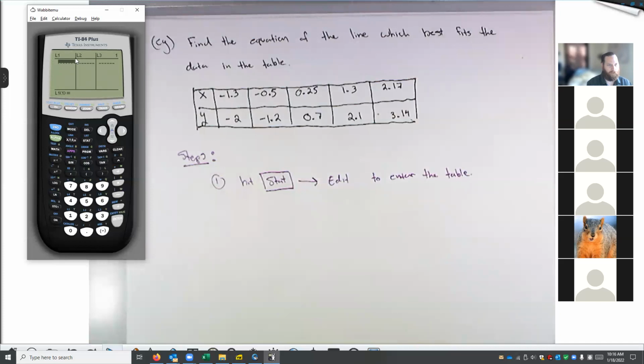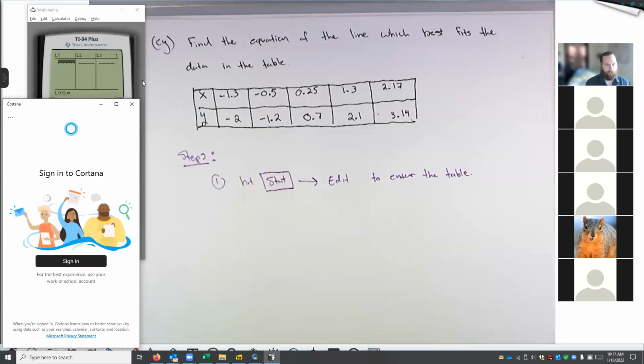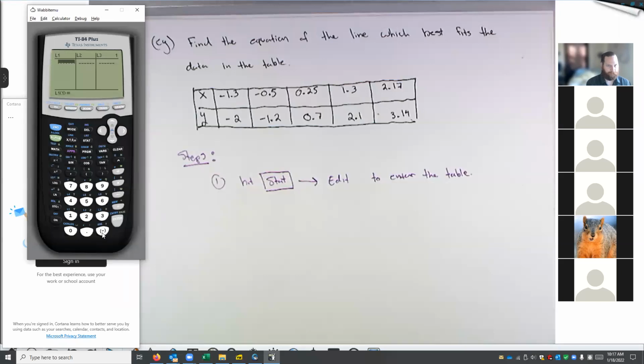They call them L1, L2, L3. You put your X values in L1, and you put your Y values in L2. If you jumble those up, you can change it. There's a way to do it, but that's the default. So you put them in order. So first, -1.3. Make sure you use this button down here for the negative, not the minus button here. This is like the subtraction operator. This is like the negative symbol, and your calculator understands those as different things. So when you enter a negative, always hit the negative down here.